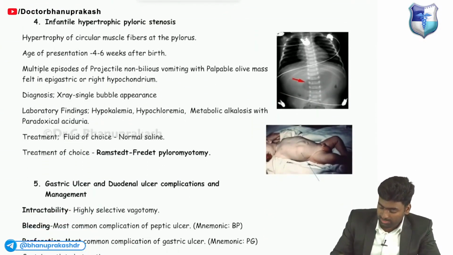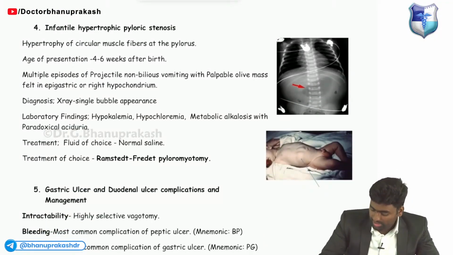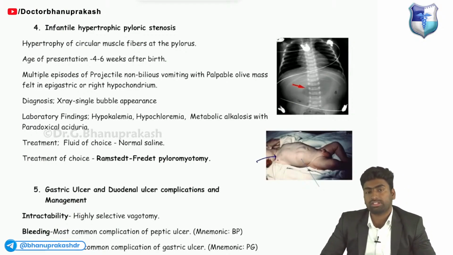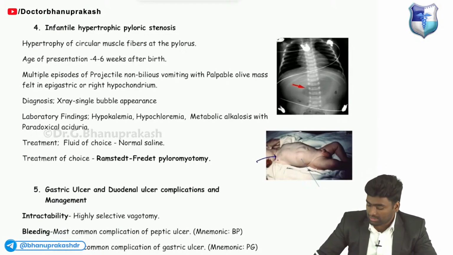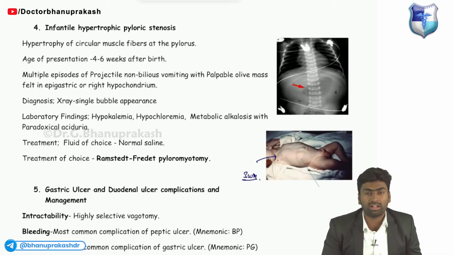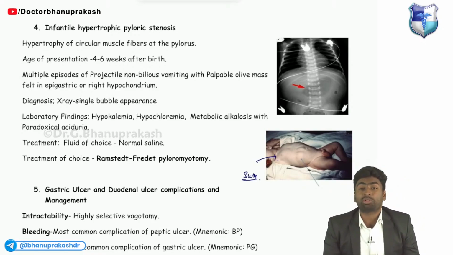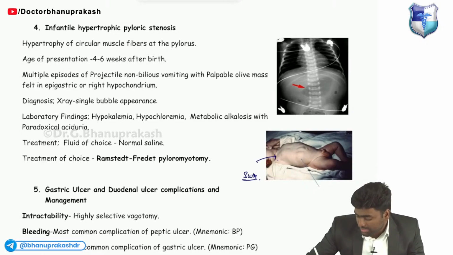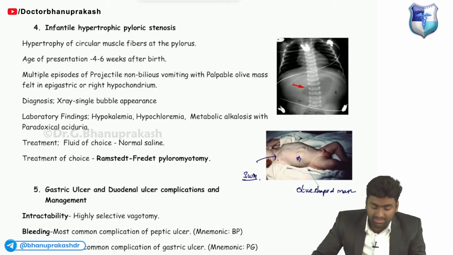Then we'll move on to the next part. You saw this infant who is just 3 weeks old. The mother is bringing the child with projectile vomiting and multiple episodes of vomiting. On evaluation, you will be able to see an olive-shaped mass, and the child is very much dehydrated.